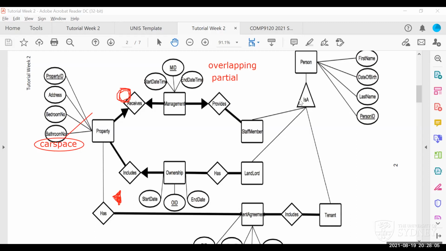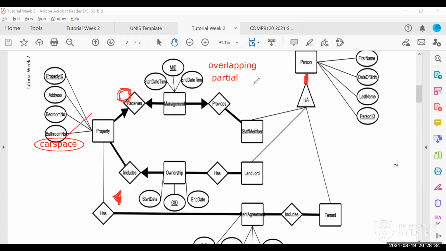So should this be partial or should this be total? So if we use total, total means we use a thick line here instead of a thin line. So if we use total, what that means is I, as a person, have to be one of these three. I can only be a staff or a landlord or a tenant. I cannot be anyone else outside of these three.